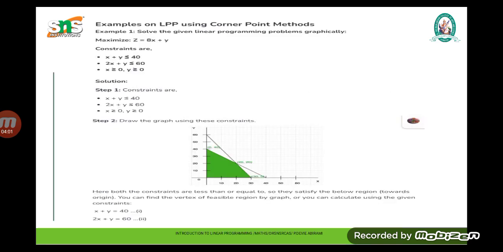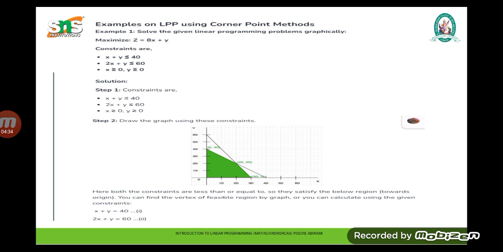My first problem is an example of an LPP using the corner point method. Solve the given LPP model graphically. My problem is maximize z equals 8x plus y, and my constraints are x plus y less than or equal to 40, 2x plus y less than or equal to 60. x greater than or equal to 0 and y greater than or equal to 0 are my non-negative constraints. First, we should consider the inequalities as equalities, as equations 1 and 2.